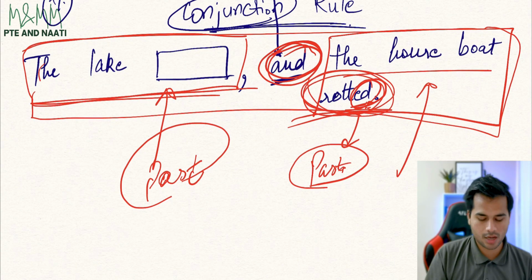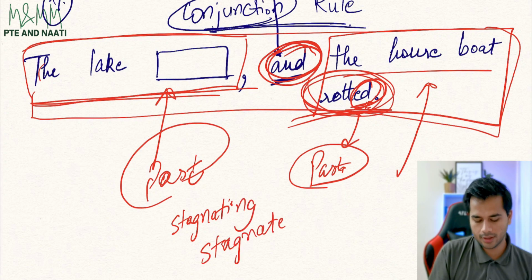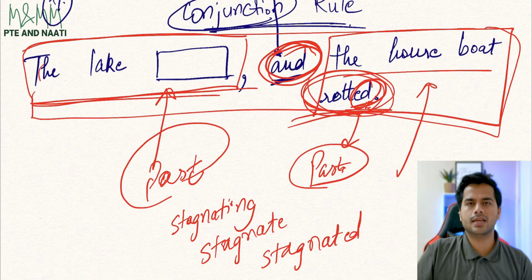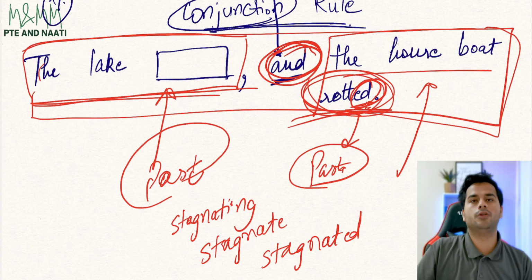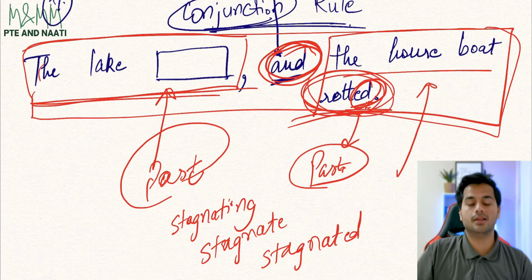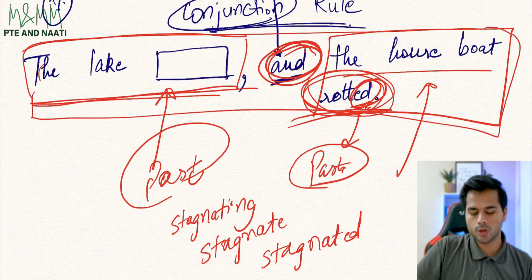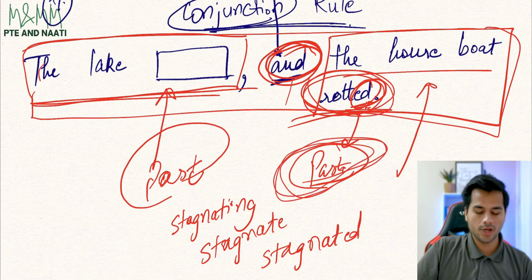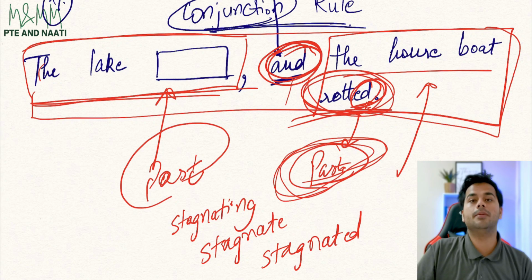Let's say my options are stagnating, stagnate, stagnated. All these three words mean exactly the same, they all mean overflow. But the only difference in these three words is the tense itself. Now, since we know as per the rule that we have got past tense on the right hand side, on the left hand side automatically we need a past tense.